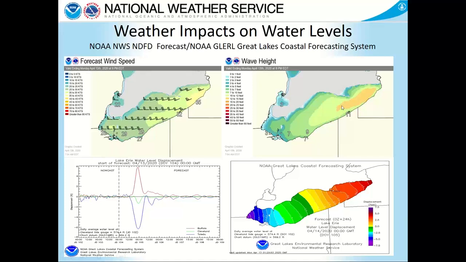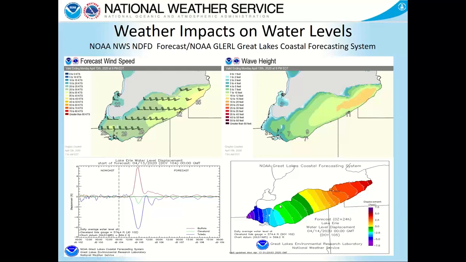And with that, on the upper right, you can see the color-coded graphics here. We were expecting wave heights anywhere from 10 to 12, maybe even 12 to 15 feet on the eastern edge of Lake Erie. Well, as you can imagine, this causes quite a bit of water displacement on the lake. And the graph on the lower left shows the forecast displacement. The red line that you see on the graph is the displacement forecast to occur at Buffalo, which was a displacement almost of 6 feet. The opposite occurs on Toledo on the western basin, where water is taken out of that part of the lake, and you can see we had a drop of almost 6 feet.